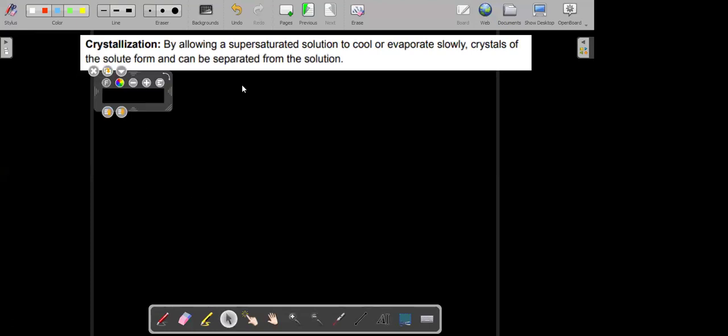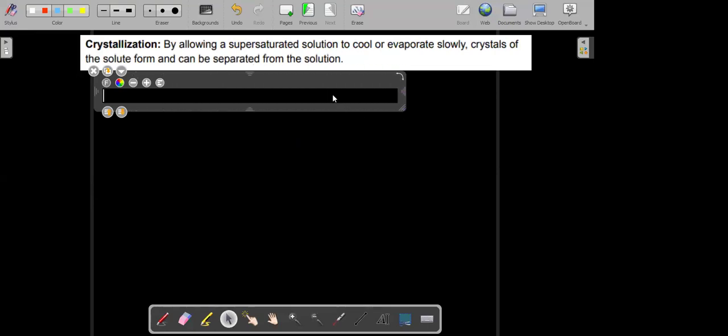Sir, a solution in which no more solute can be dissolved at the room temperature. Yeah, a solution in which no more solute can be dissolved. So what is a super saturated solution? Sir, a solution in which a solute is dissolved more than its saturation level. So how is it possible? Sir, by increasing its temperature.